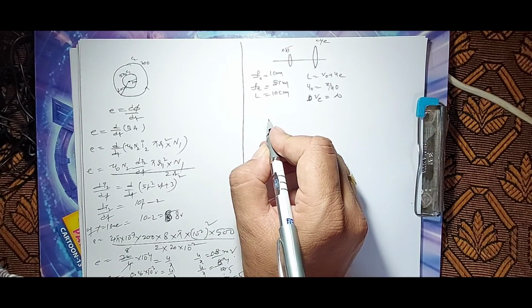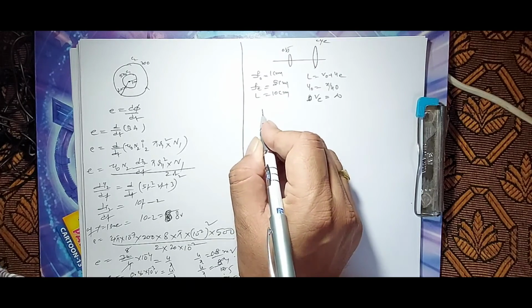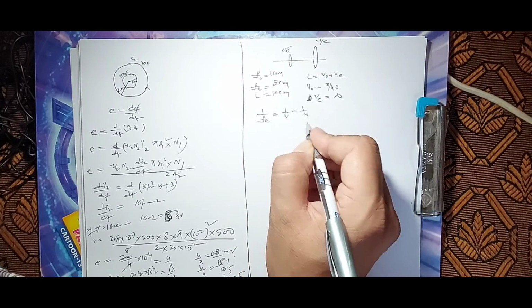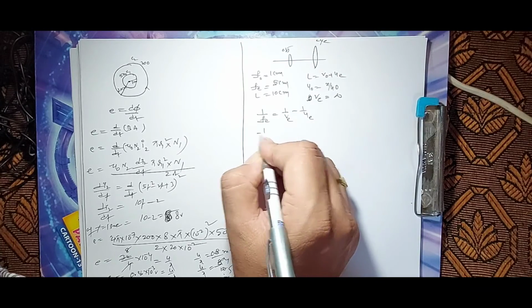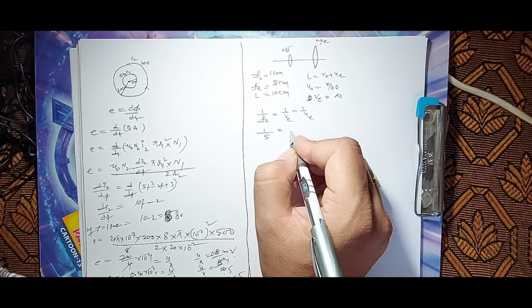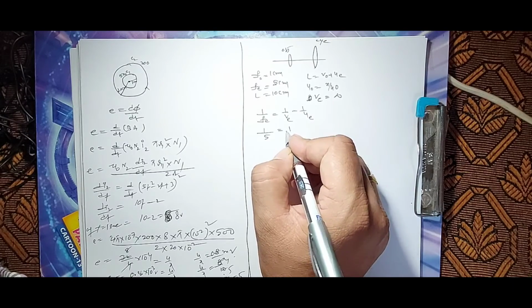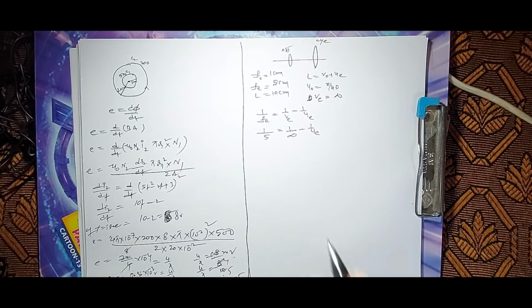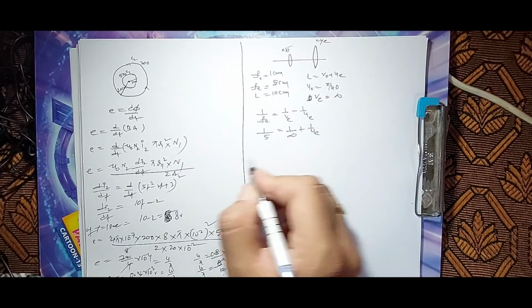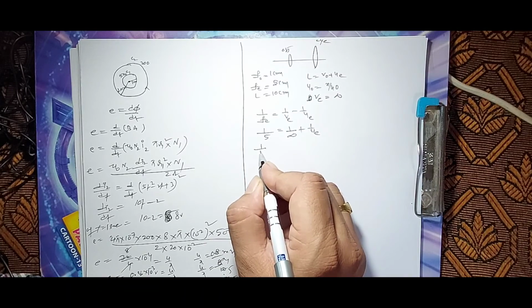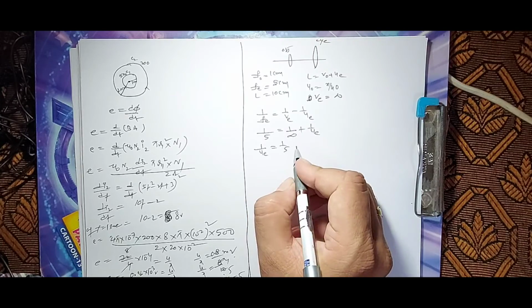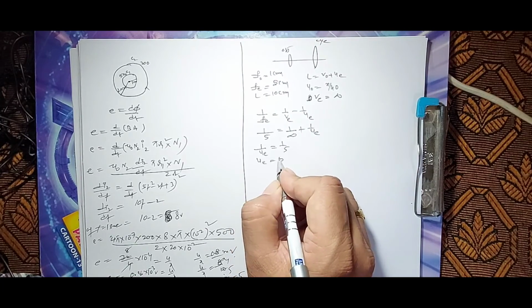Right. So, now let us start this problem. 1 by Fe is equal to 1 by V minus 1 by U, 1 by VE minus 1 by UE. 1 by Fe, 1 by 5 is equal to 1 by infinity minus 1 by UE. So, here according to sign convention this becomes plus 1 by UE is equal to 1 by 5 and UE is equal to 5 centimeter.